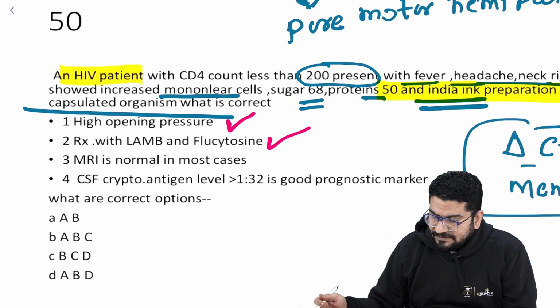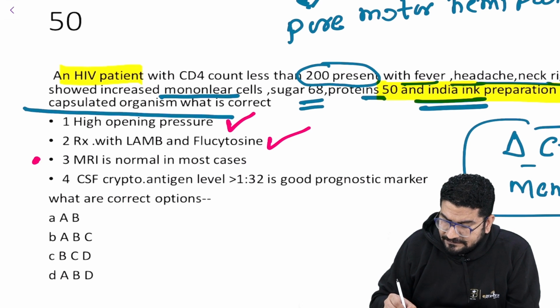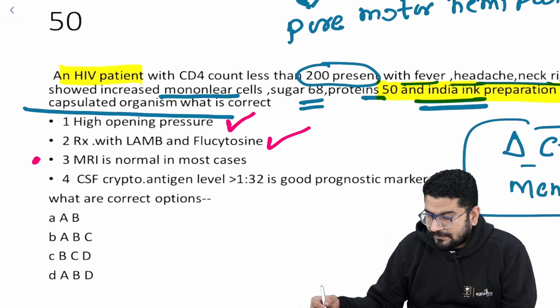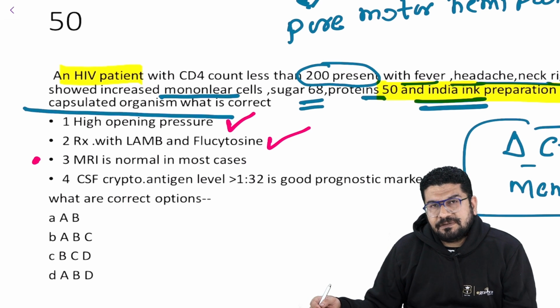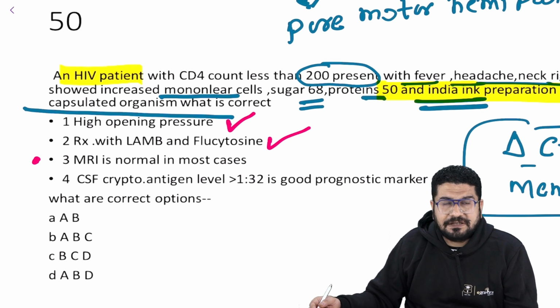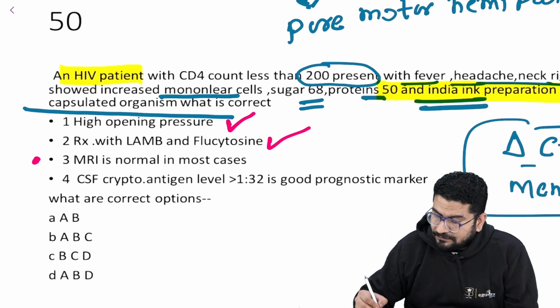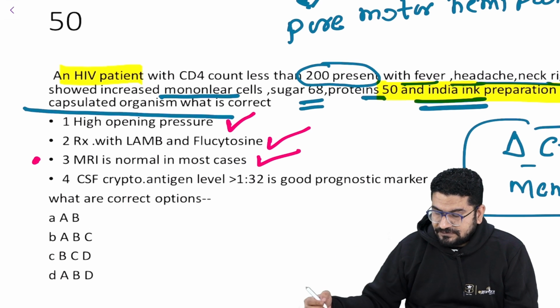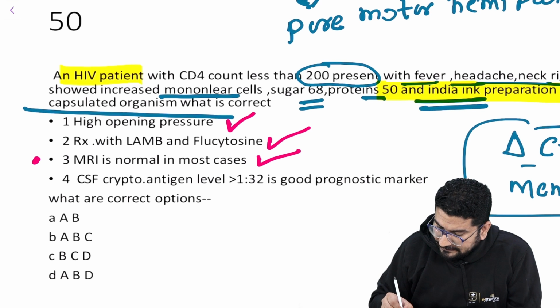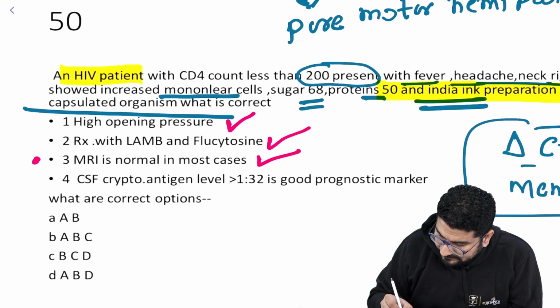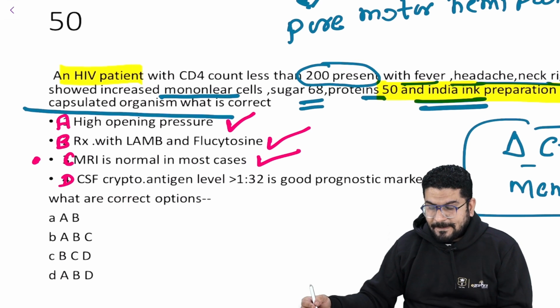MRI is normal in most cases. Let us take this under consideration. Meningitis: why do we do lumbar puncture? We do lumbar puncture because in most people MRI will not have a significant finding. So that is also a correct option. So 1, 2, 3, these are correct, right? Let me write like this: A, B, C and D. So these 3 are correct.